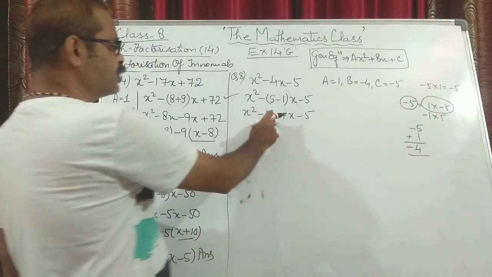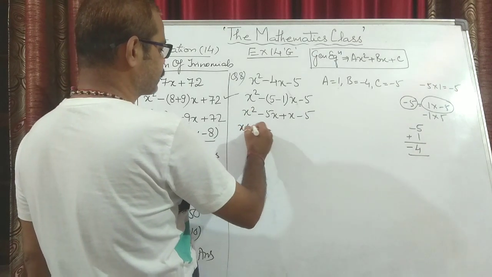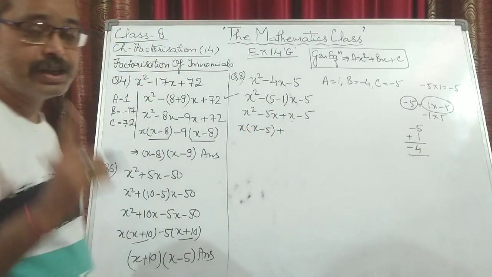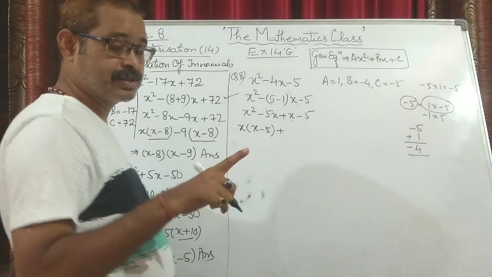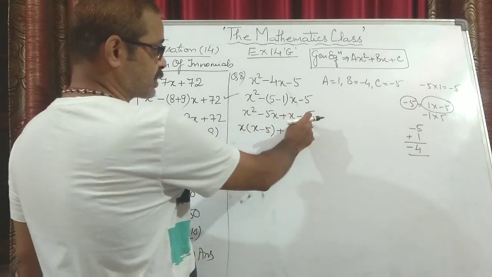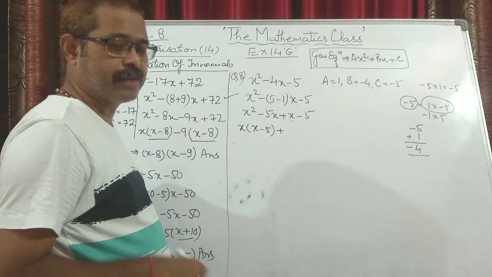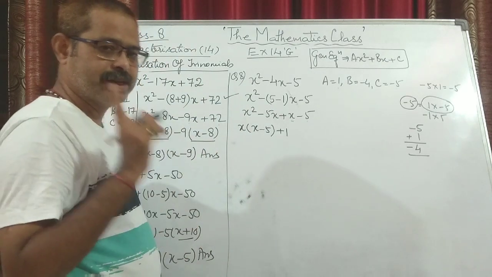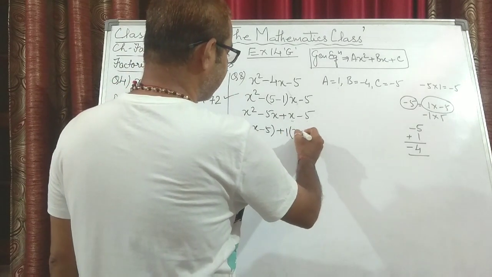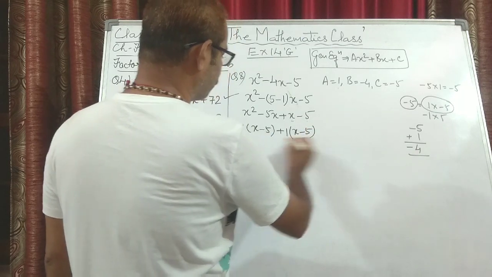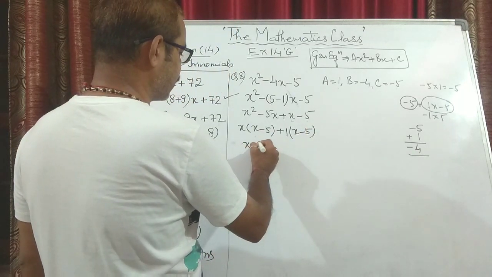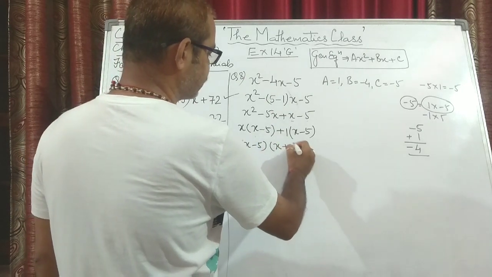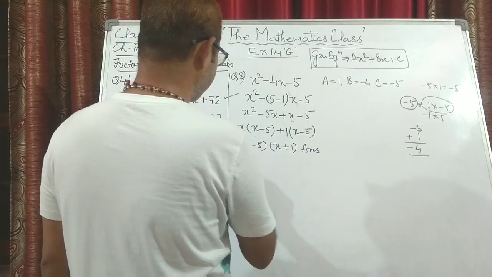Now from these two we can take x common. What is left? x minus 5 plus. Here nothing is common, but at least we can make that 1 is there which can be taken common from x and 5, because x into 1 is x and 5 into 1 is 5. So what we'll do, we will take 1 common. When nothing is common, we take 1 common. Now what is left? x minus 5. You can see both the values are same. So x minus 5 is taken common, and what is left? x in the first bracket and 1 in the second bracket. That is the final value.